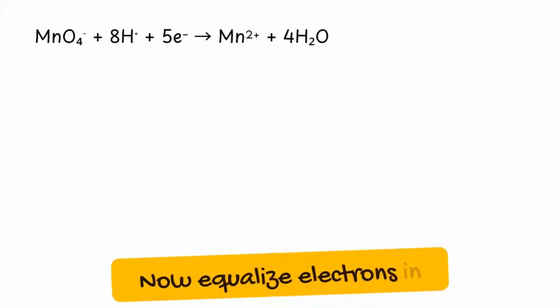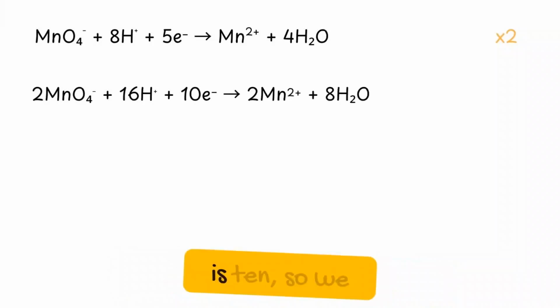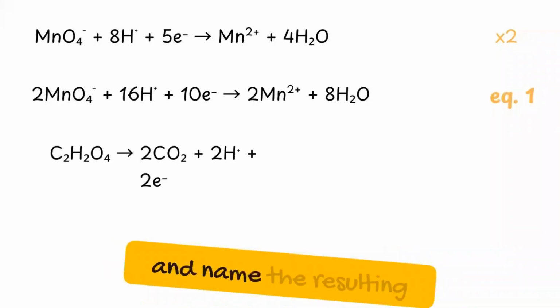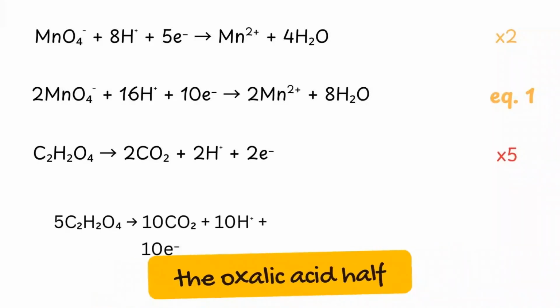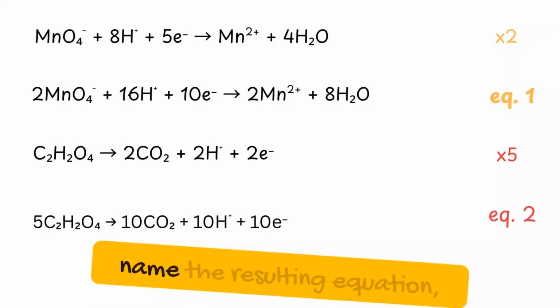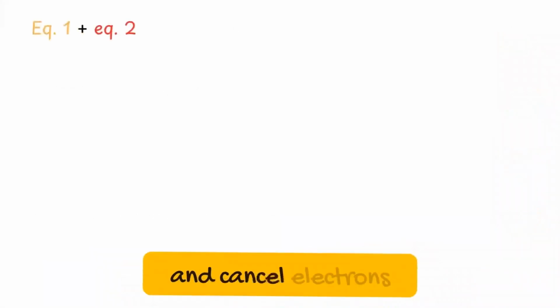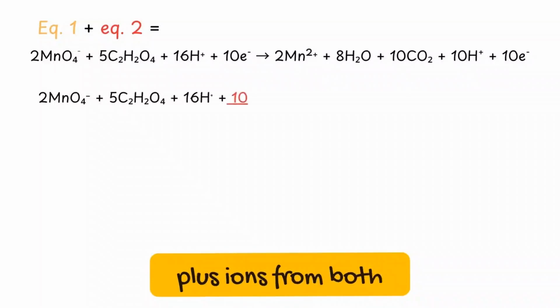Now equalize electrons in the two half equations. The least common multiple of 5 and 2 is 10, so we will multiply the manganese half reaction by 2 and name the resulting equation, equation 1, and the oxalic acid half reaction by 5 and name the resulting equation, equation 2. Add the two equations and cancel electrons, then subtract 10H⁺ ions from both sides.